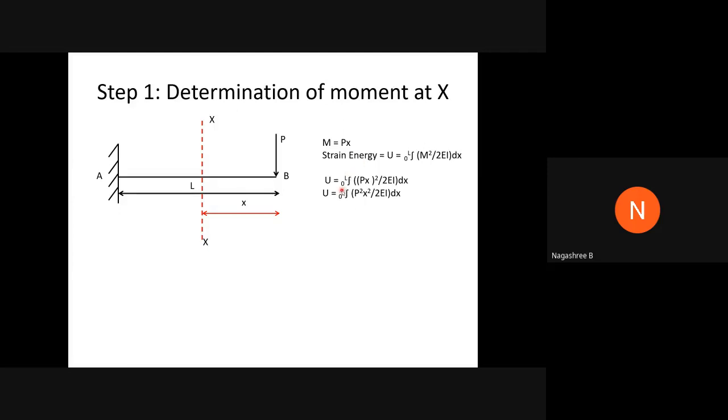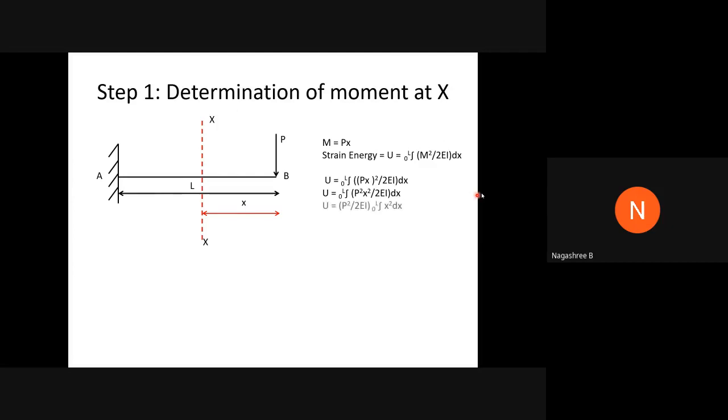Therefore, (Px) whole square divided by 2EI is equal to P square x square divided by 2EI times dx, which gives the value of the strain energy within the limits 0 to L. Why have I taken 0 to L? Because L is the overall length of the span. I am going to take the moment for x distance, and then compute for the overall section by integrating within the limits 0 to L.